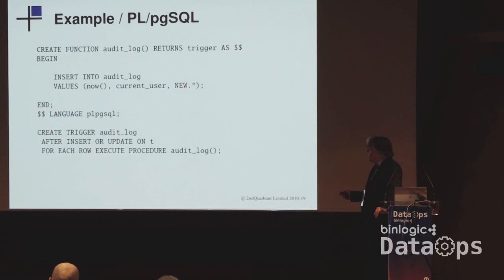Look, NEW is the row being inserted. Dot star means that the single value is expanded in many values, one for each column of the table. So if your table has 10 columns, the audit log will have 12. We will have the timestamp, the username, and the other 10 columns. Okay? Is the expansion secure? Yes, it is. This you can see here.